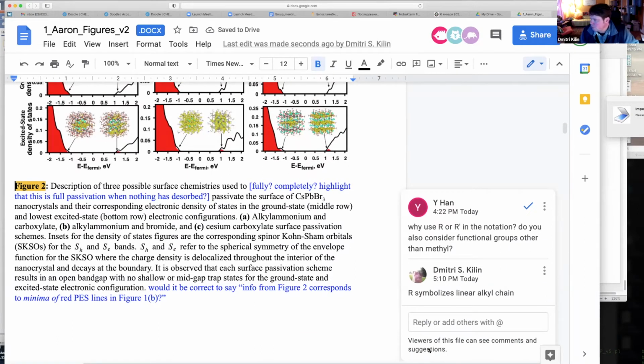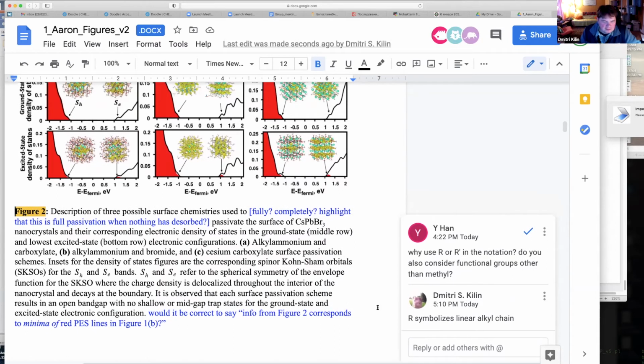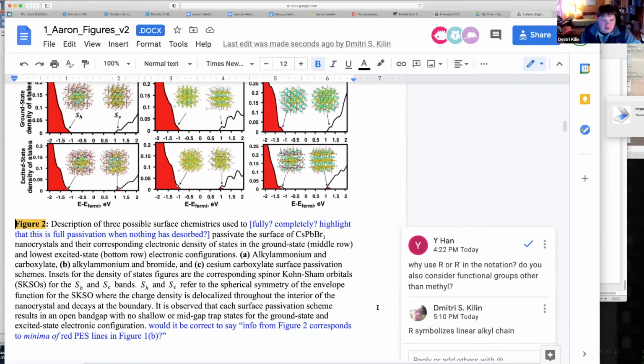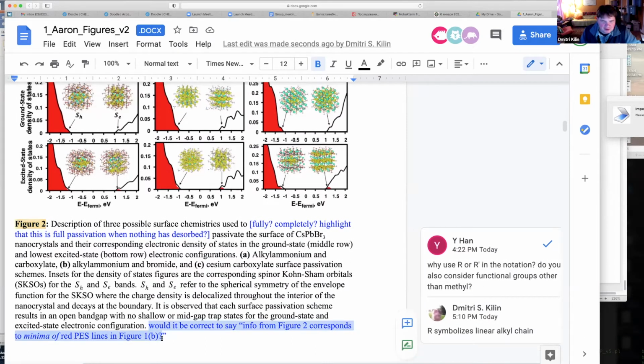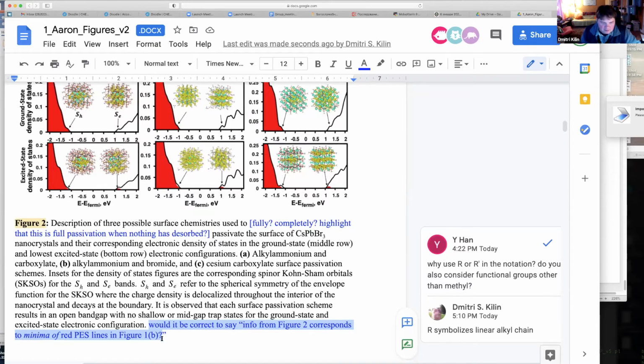Or it is what you were implying. Yes. Okay. I'm keeping the same question in several figures. Would it be correct to say that this figure illustrates the minimum of the red potential energy surface? Yes. Okay. So that would be the two red parabolas.